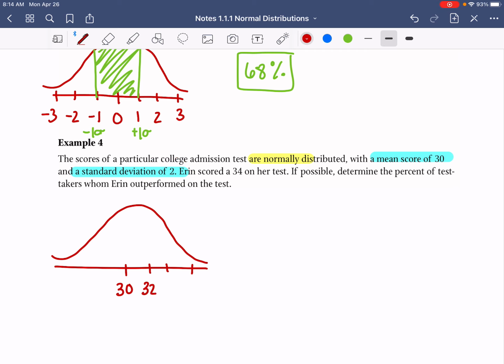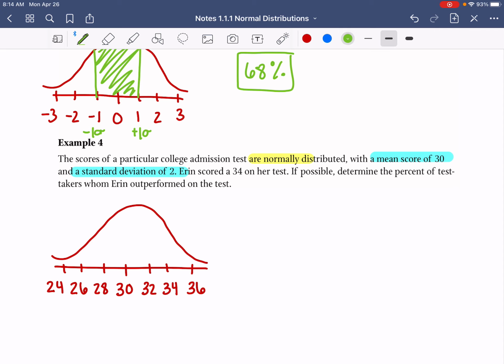30 plus 2 is 32. Add 2, 32 plus 2 is 34. Add 2, 34 plus 2 is 36. Then I'm going to subtract 3 standard deviations to the left. So I'm going to subtract 2. 30 minus 2 is 28. 28 minus 2 is 26. 26 minus 2 is 24. So now we'll go read our question.